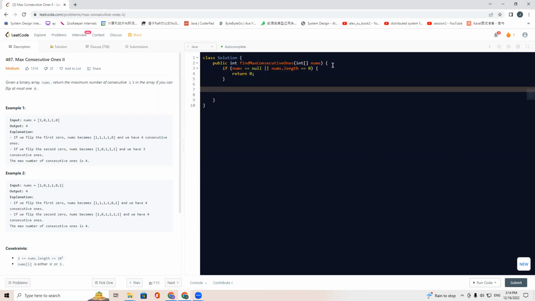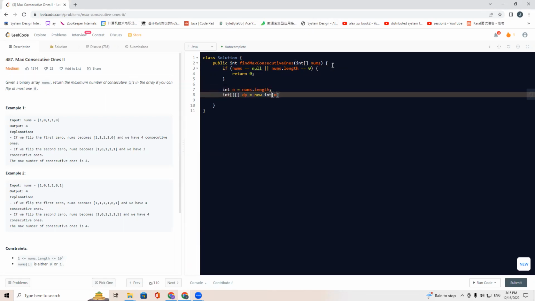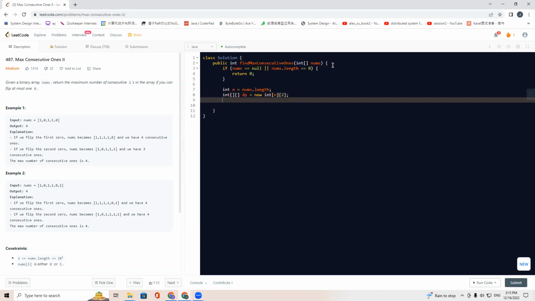For this question, we are going to use dynamic programming to solve it. New int n equals nums.length, and new int dp of n by 2, right? So what does this one mean?